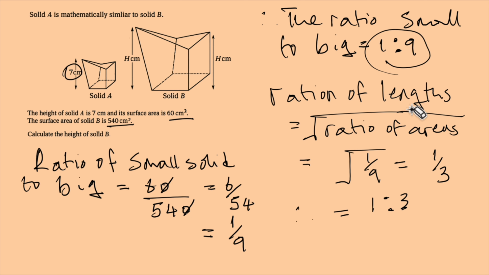So now that we have found the ratio of the lengths, we can now apply that. We can now plug it into the solid shape. That means the height of the shape is equal to 3 times 7, which is equal to 21 cm.